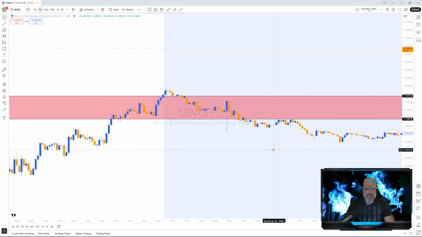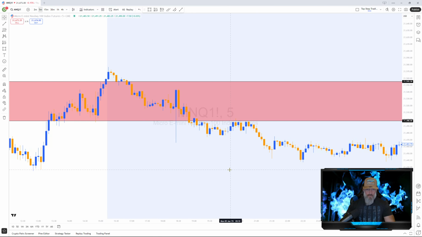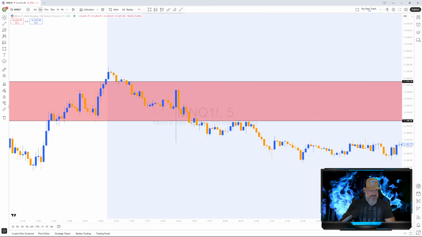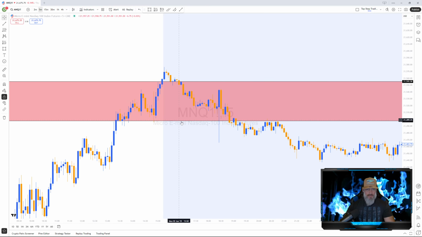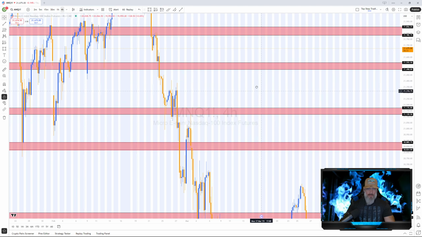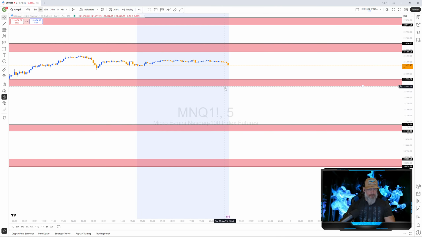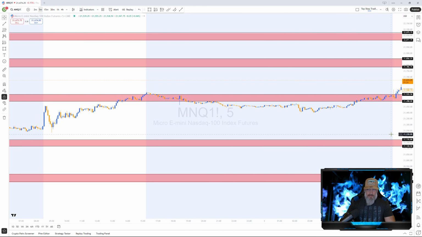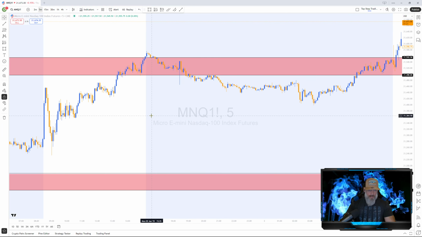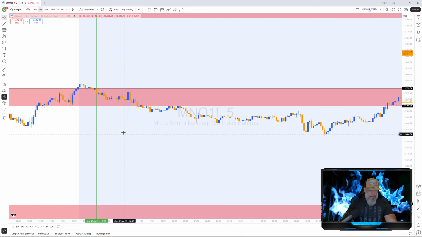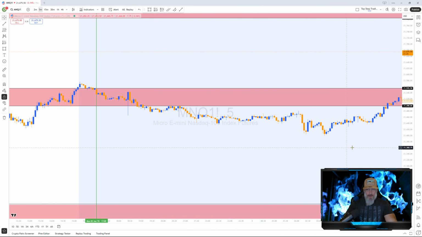So the first trade that I took this morning was a breakdown and retest of my 4 hour zone. I'm going to lock this so I don't accidentally move something. This is my 4 hour zone, one of them, in this area. Market opens right here. The market opened, gave us some time, and we had our first breakout of the zone.